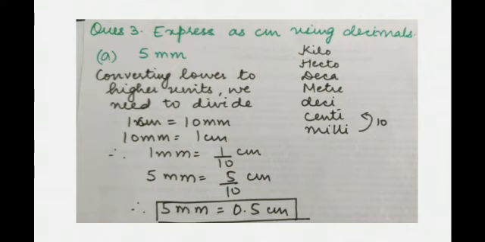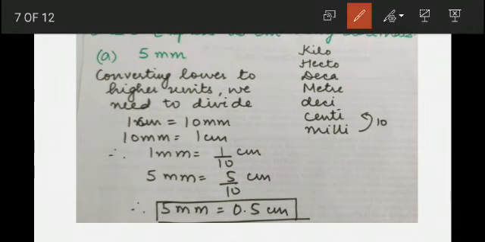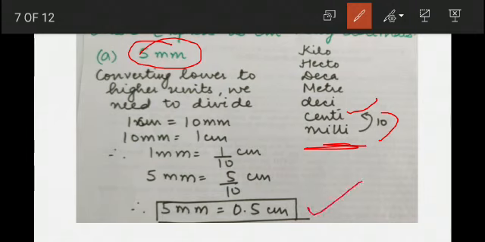Fine. Now the next question is express as centimeters using decimals. The question is 5 millimeter. We have to convert 5 millimeter into centimeters. Now again, millimeter is a lower unit and centi is a higher unit, and we are only moving one step above. So when one step is covered, we need to divide it by 10 because we are going from a lower unit to upper unit. So 5 millimeter will be divided by 10, and 5 upon 10, that is 5 tenths. So in decimals it will be written as 0.5 centimeter.